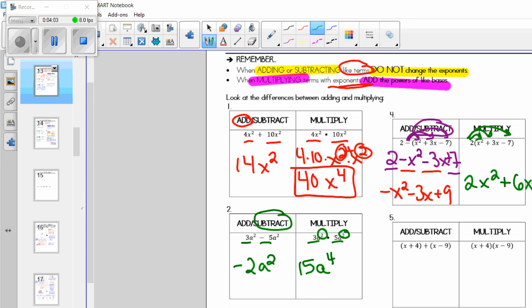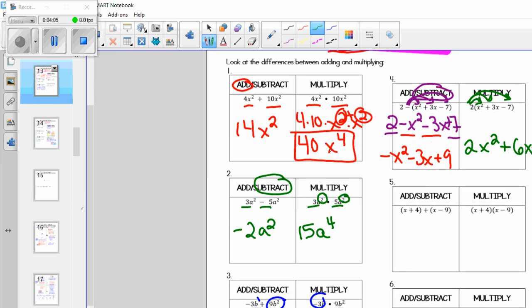For number 5, when we add these two binomials, I can rewrite this as x plus 4 plus x minus 9. The distribution of this positive 1 does not change any of the signs that are originally in that second polynomial. Now we're just going to look for those like terms. I have an x and an x, and I have a positive 4 and a minus 9. So my final answer is going to be 2x minus 5.